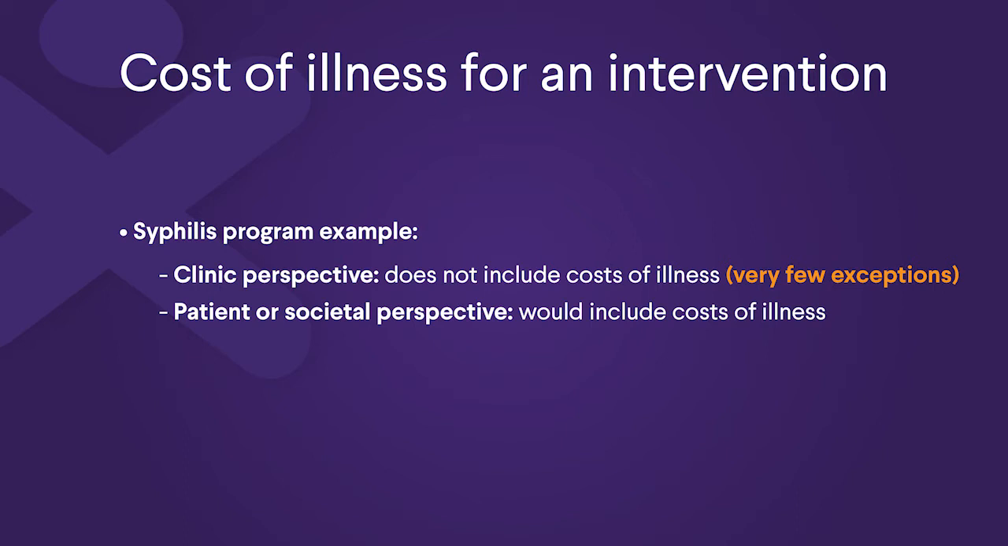Now, in some situations, if you're doing the evaluation at the clinic or the hospital, you have to take these costs into consideration. For example, in Zambia, they're trying to reduce neural tube defects. If a child comes into the clinic, the government pays for all the child's medical expenses and surgeries and stuff like that. So there you would include the cost of illness if you're looking at it from the hospital's perspective.